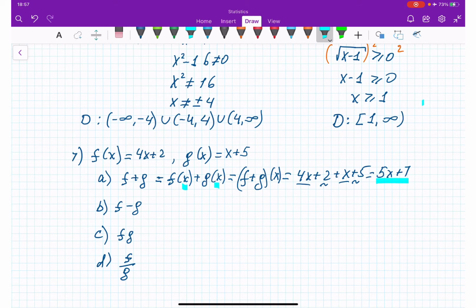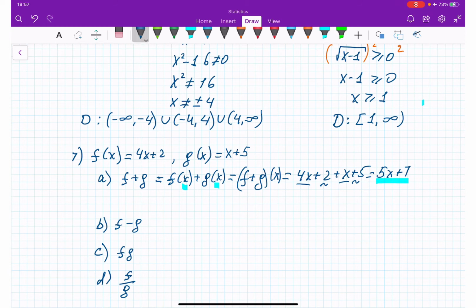Okay. Now we need to find out the domain for this. We move a little bit down. For f plus g, what is going to be the domain? Since we have 5x plus 7, there is no division, there is no square root, so it's obviously going to be negative infinity to positive infinity. And we have all real numbers, right?